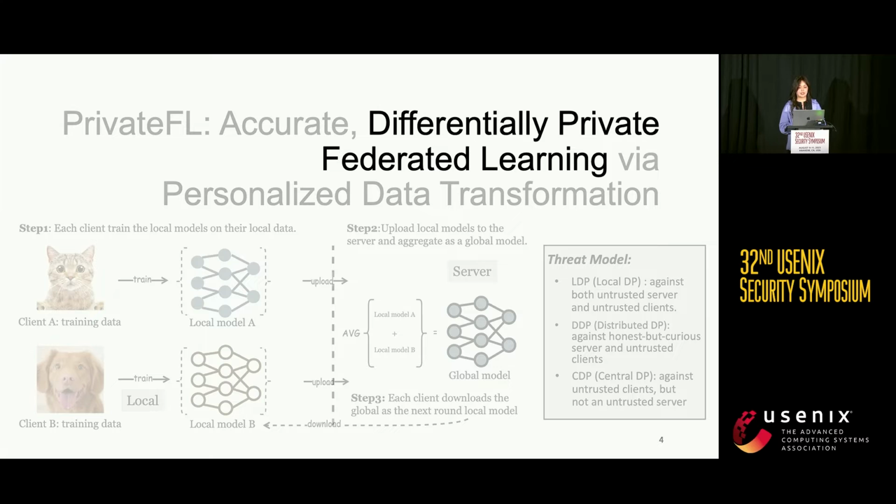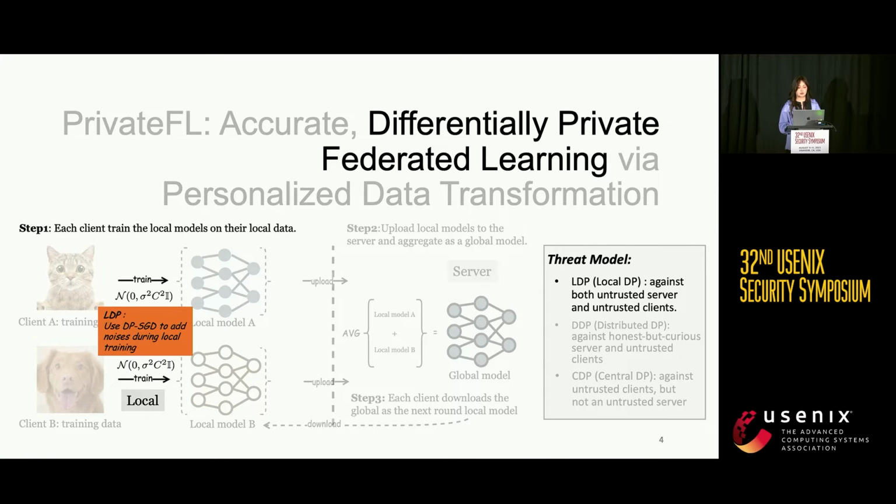When we apply differential privacy to federated learning, there are three main variants. The first one is local DP, short for LDP. In LDP, it uses DP-SGD to replace the normal SGD and adds noise on the gradient during the training. LDP can defend against both an untrusted server and untrusted clients.